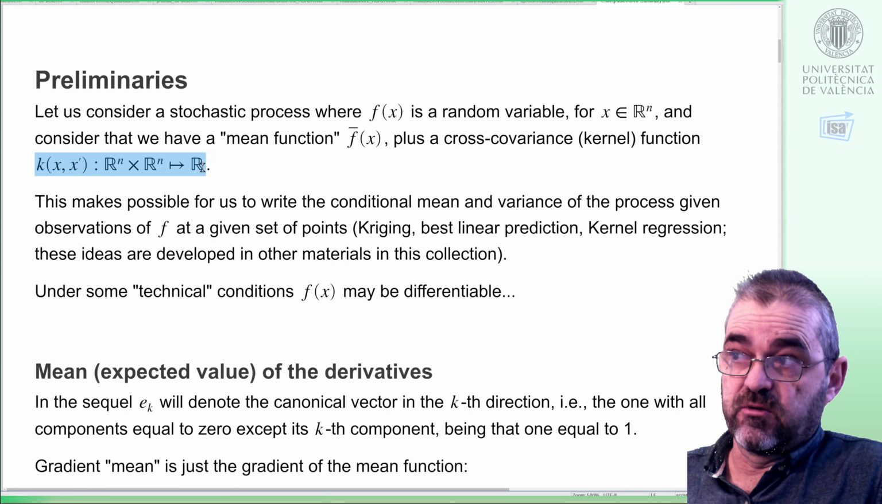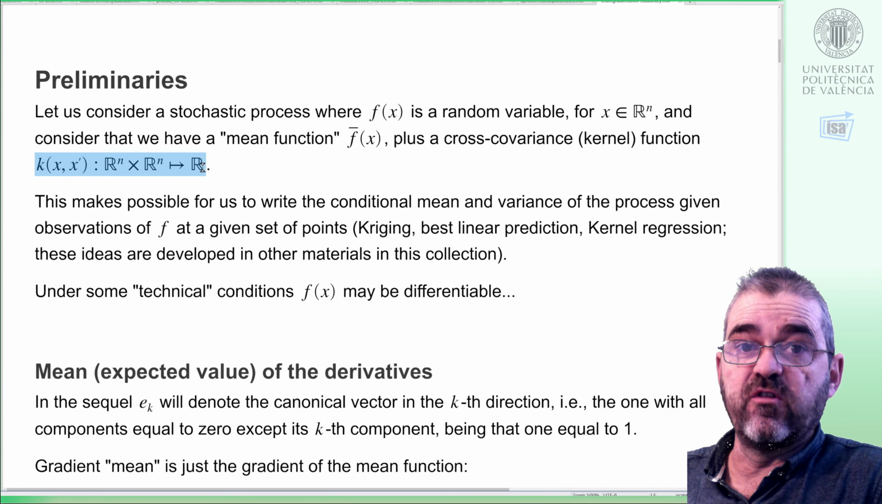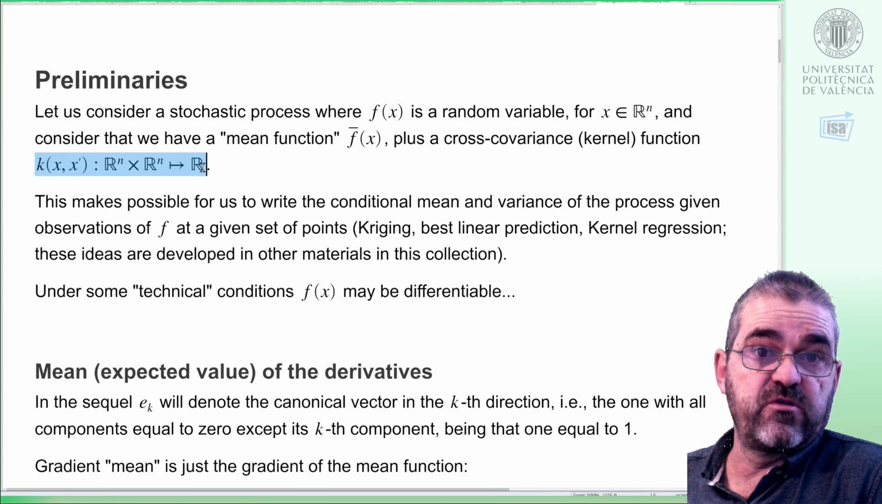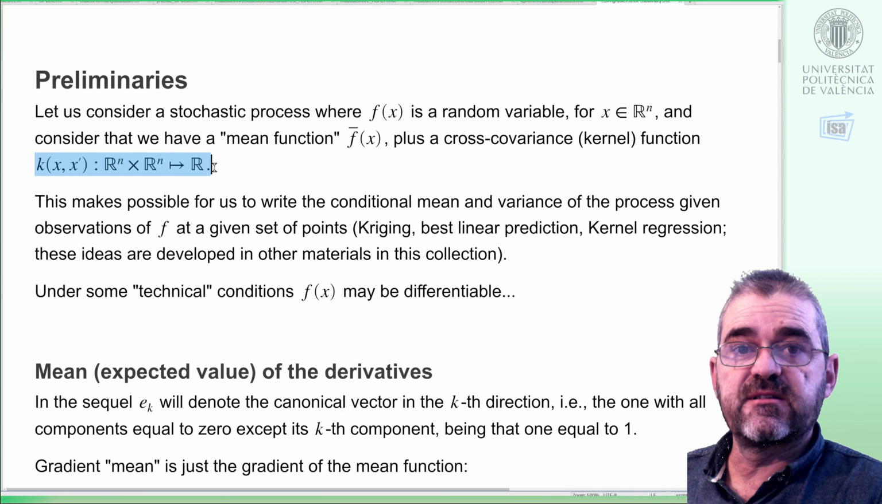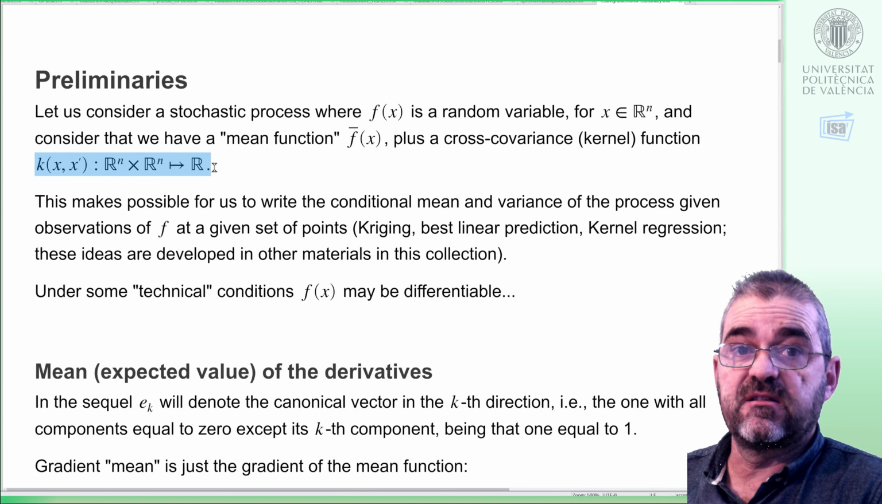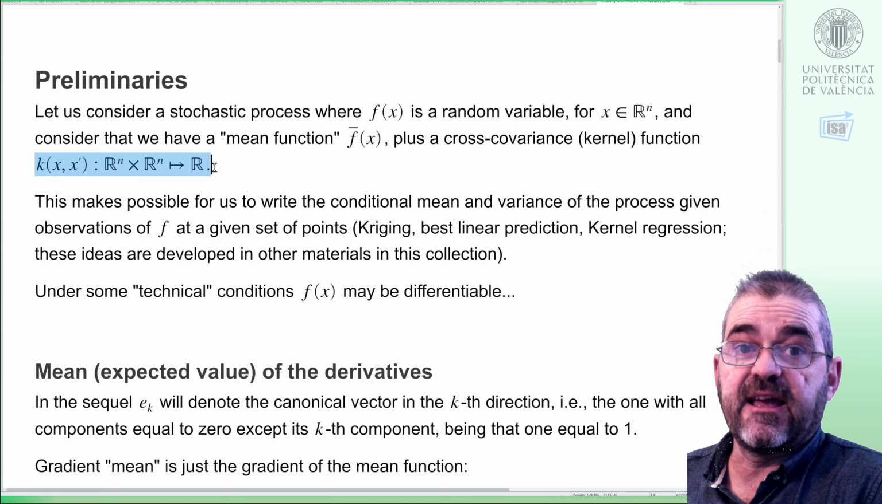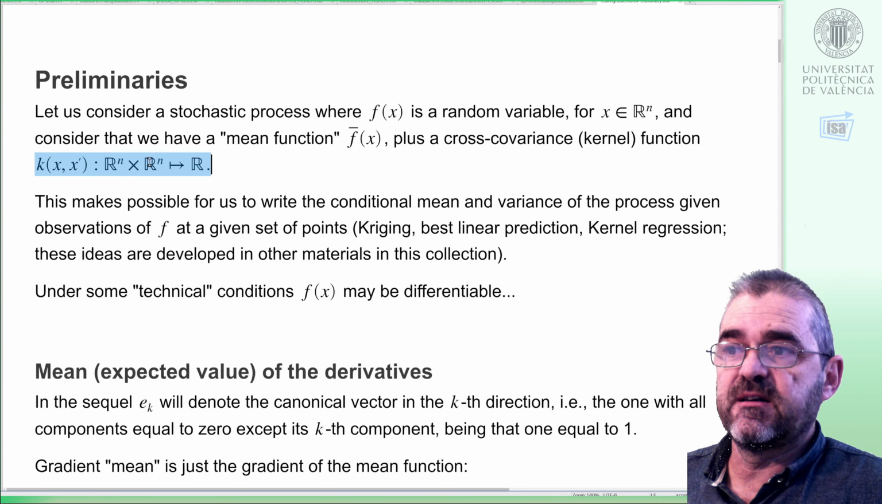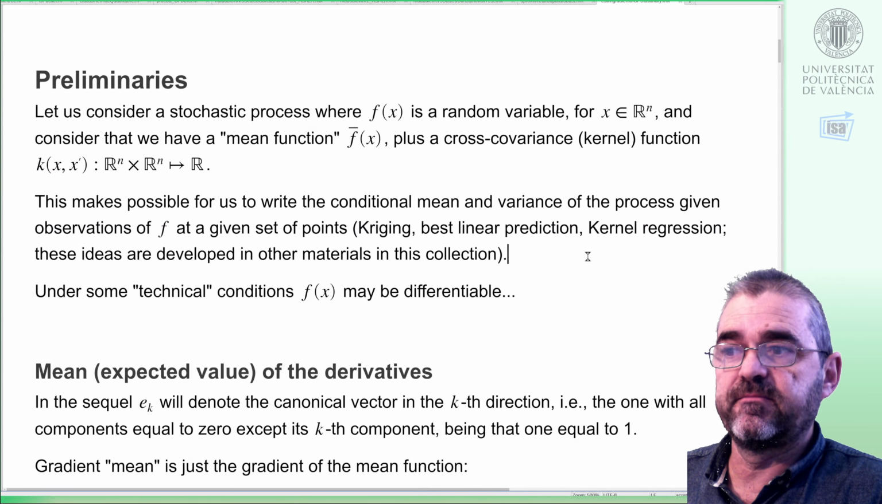That statistical correlation between the values of f at different places will be encoded by a covariance function k with two arguments, x and x prime. This covariance allows us to estimate the value at x prime given observations of the value at x. That's the standard Kriging or kernel regression developed elsewhere.